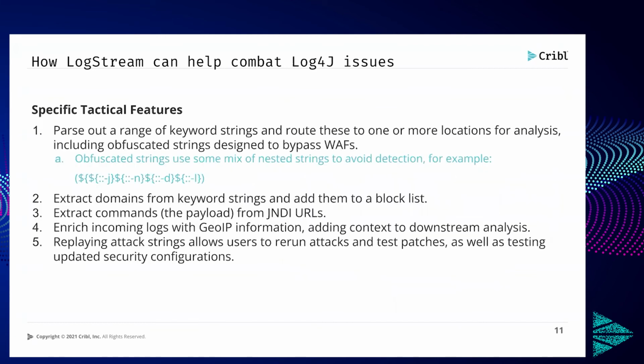I did also want to list out some very specific tactical features that you can use LogStream for. Number one, it has some examples of keyword and route strings that you can use, various examples of obfuscation, and how you can use them in LogStream to try to detect the specific exploit. You can also extract domains from keyword strings and add them to your block list, or extract commands so that you pass that off to your incident response team to understand: okay, this payload has landed, it's gone off. What did it try to do?